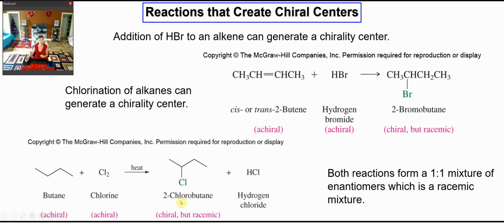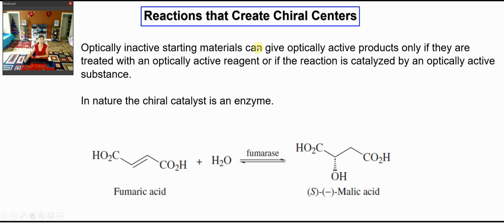So you produce 2-chlorobutane. Initially, your butane has no chiral molecule, and then after this substitution reaction, you produce 2-chlorobutane. So this 2-chlorobutane also has 2 configurations, R and S, and also is a chiral molecule and produces racemic isomers. It's a mixture. And then other reactions also create chiral centers, such as fumaric acid.